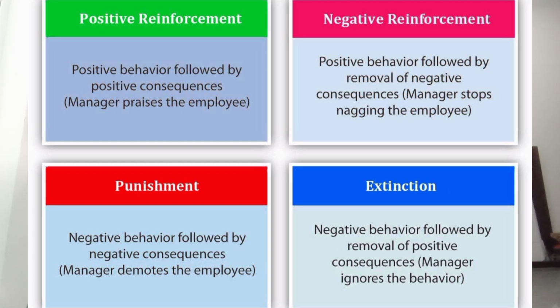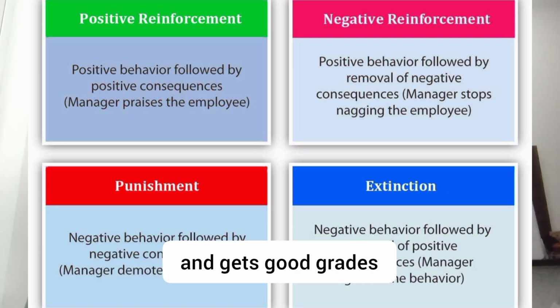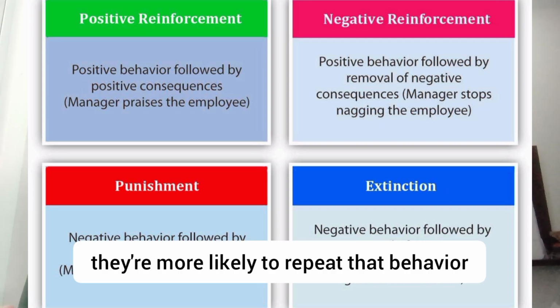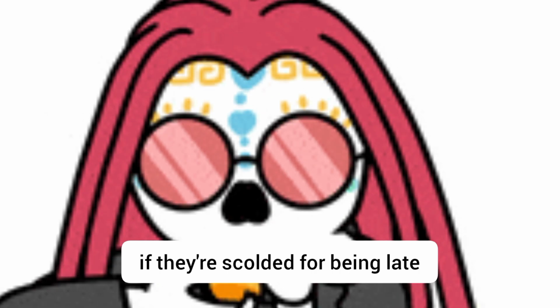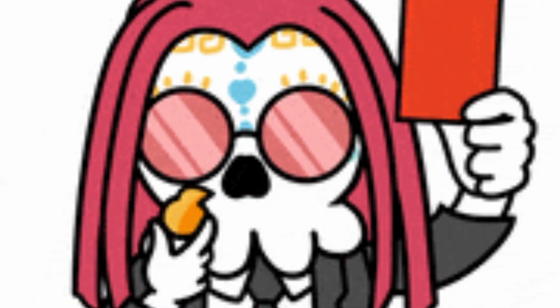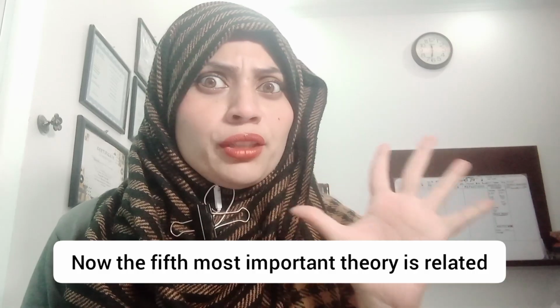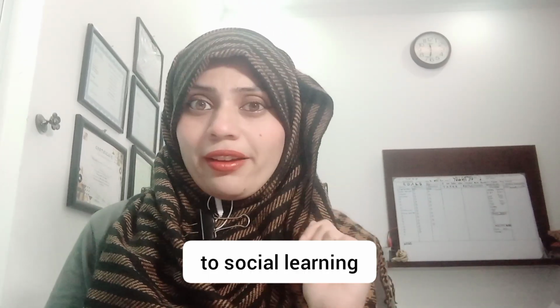B.F. Skinner's theory explains how behavior is shaped by rewards and punishments. For example, if a student studies hard and gets good grades, now good grades here are a reward, they're more likely to repeat that behavior. On the flip side, if they're scolded for being late, that is, they're punished, they'll try to avoid being late.